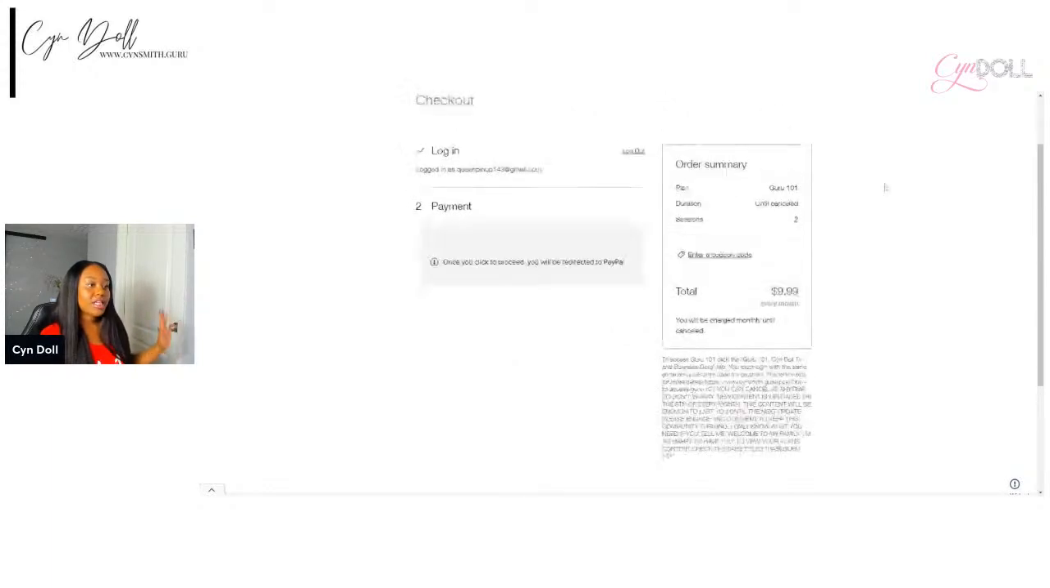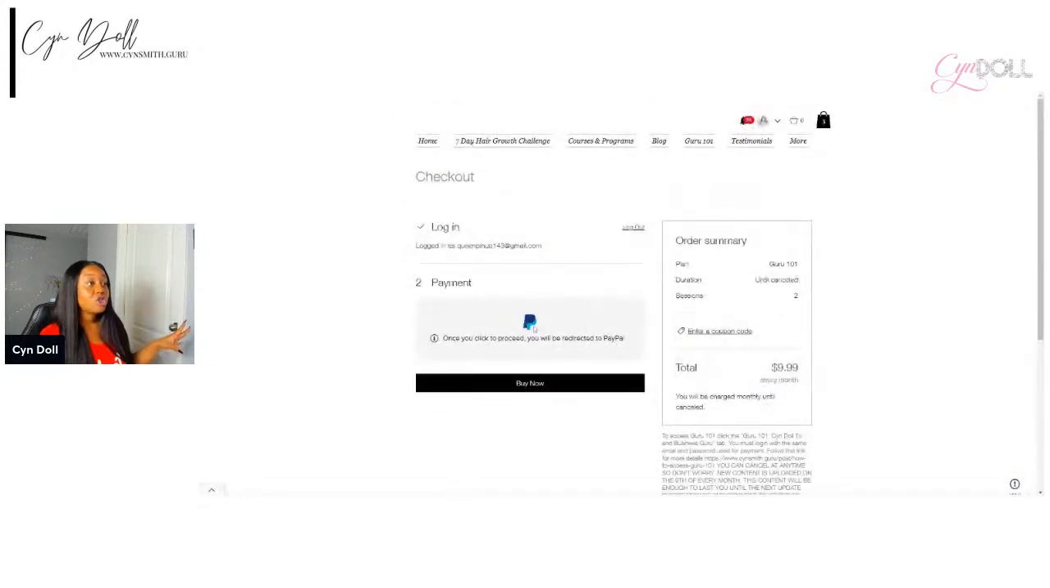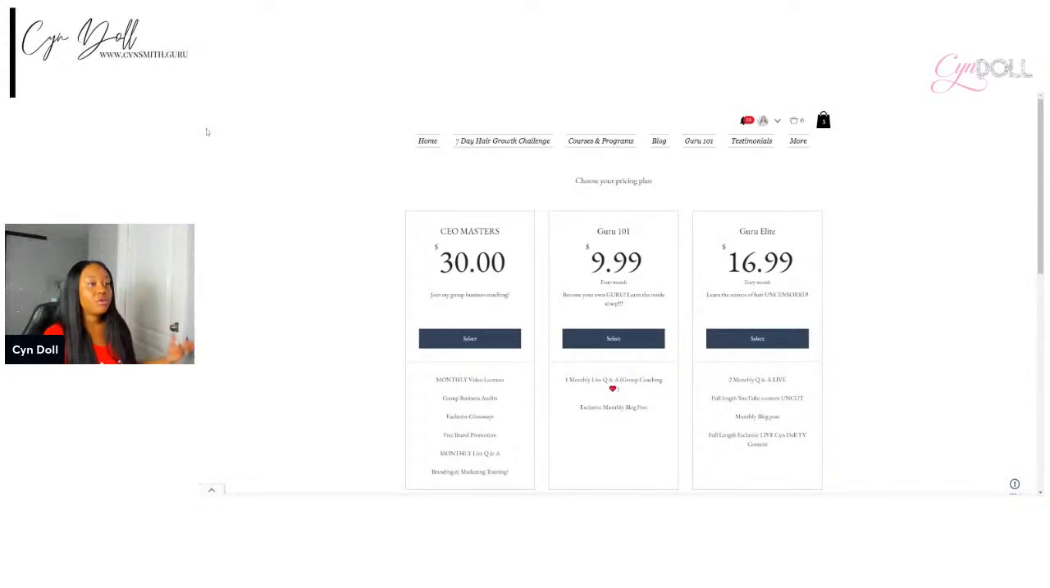Real quick, this is how you would sign up. You will realize it goes through PayPal, so your payment is going to be coming out of PayPal. Everyone, if you're having problems logging into your Guru portal, you have to log in with the email and password that you purchased with, which is going to be your PayPal email and login, because this is what the payment is being processed through. You can't do it through another because they're not going to know who that is. So that's how you log in.